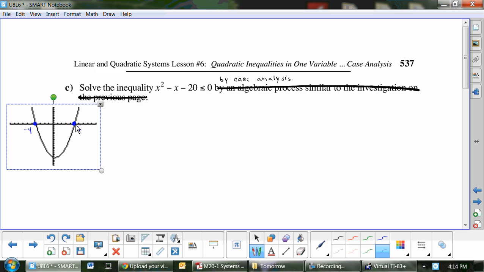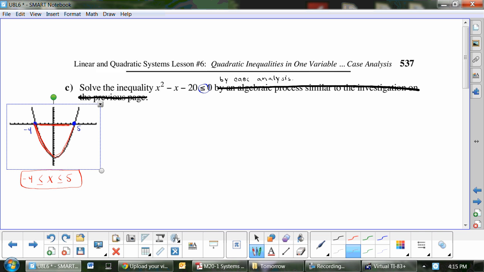And so we know that because we're looking for something where it's less than or equal to 0, that that's going to be this part of the graph here. Okay? So we already know our solution. We know our solution happens when x is between negative 4 and 5. So x must be greater than or equal to negative 4, and less than or equal to 5. Okay, so this is our answer.